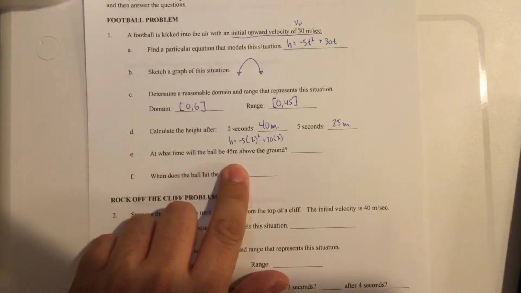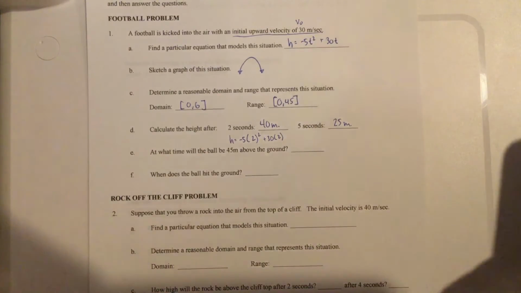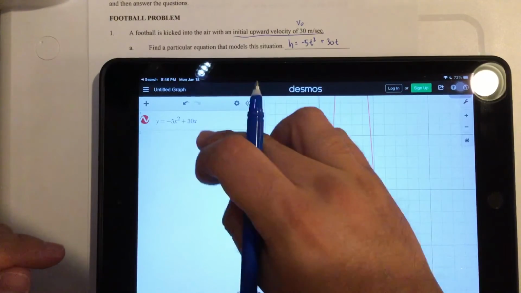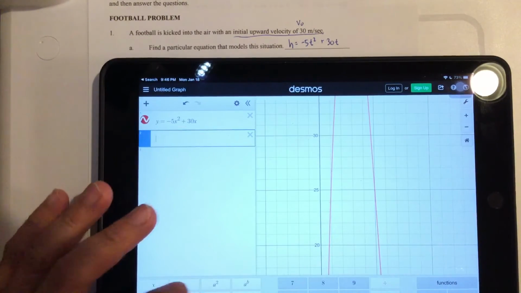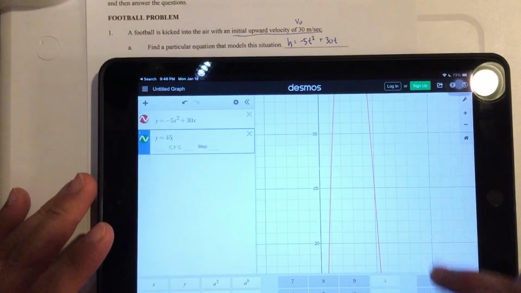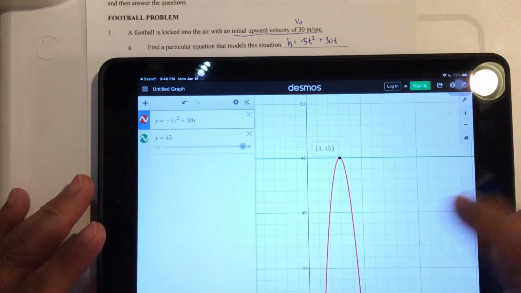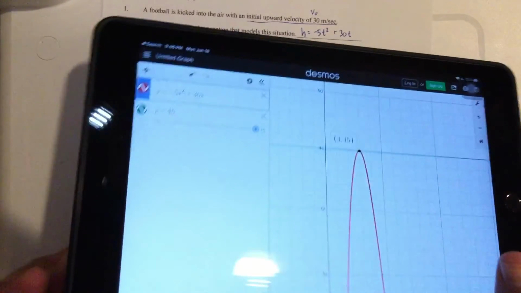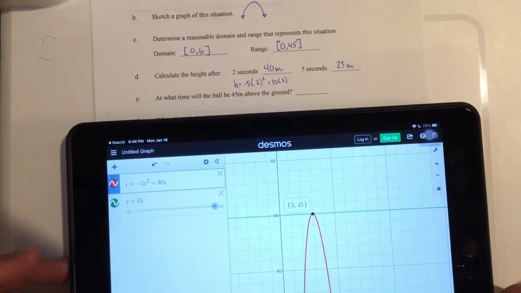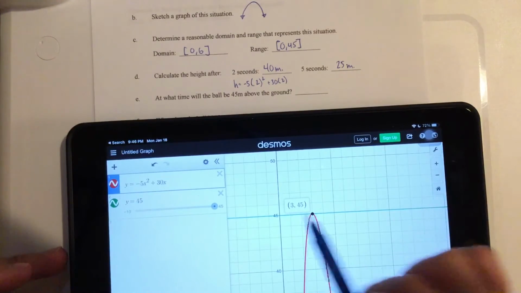At what time will the ball be 45 meters above the ground? Okay, so height, now this was time x, so now we're going to do height, which is going to be y. So y equals 45. All right, and we'll scroll up here, and there we go. Let me read this one more time real quick. It says at what time will the ball be 45 meters above the ground, and we can see it's 45 meters above the ground at 3 seconds.